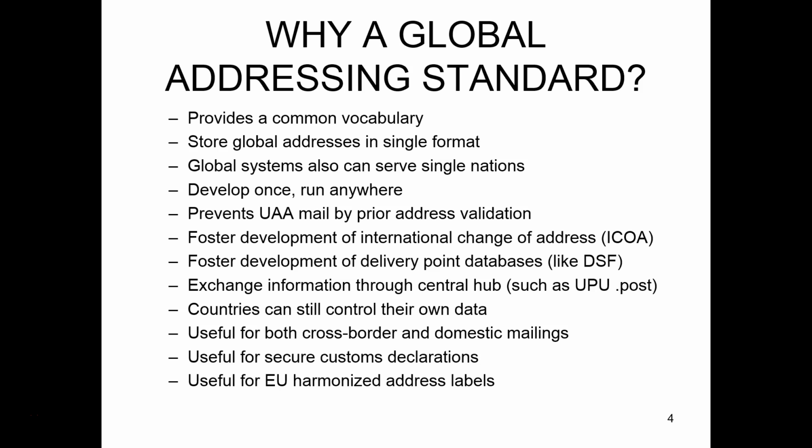Information could be exchanged through a central hub, such as the upu.post domain. Countries would still be able to control their own data and make their own decisions. So it could be useful for cross-border and domestic mailings, and for such applications as secure customs declarations and European Union harmonized address labels.